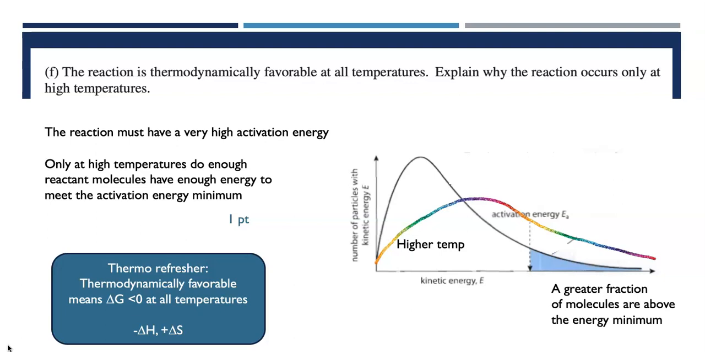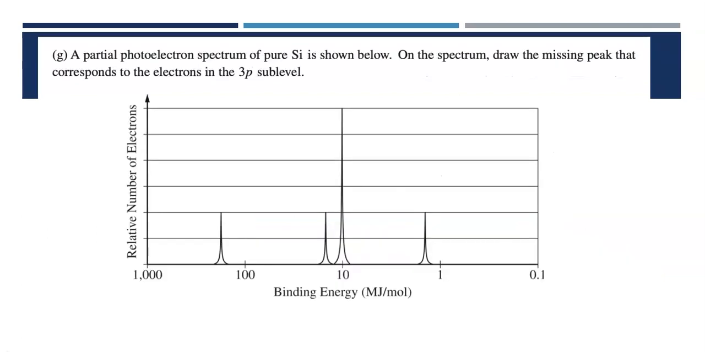And just as a quick thermo refresher, when we say something is thermodynamically favorable, in this case, delta G is a negative value at all temperatures in this problem. And that would mean that delta H would be a negative value and delta S would be a positive value. You didn't have to include that in this answer. I'm just trying to help you review. And now we're on to part G.